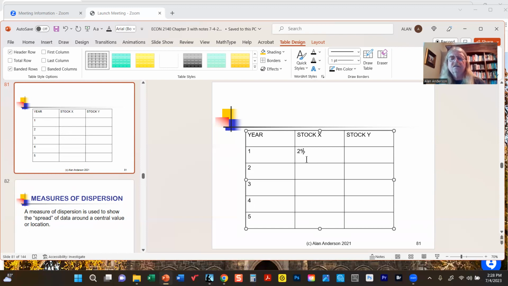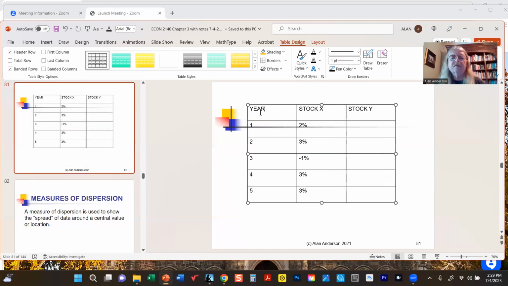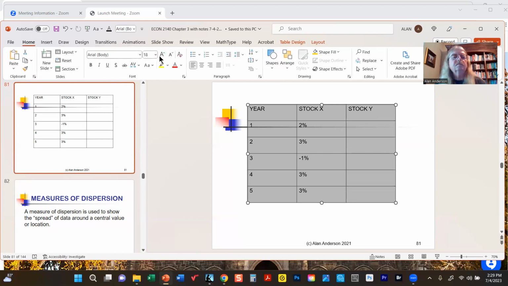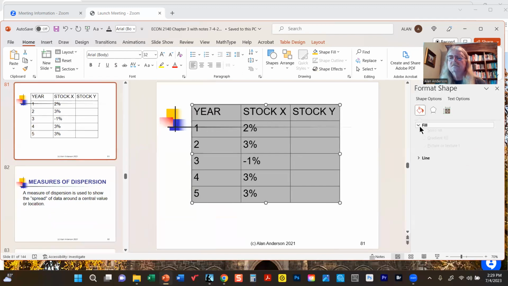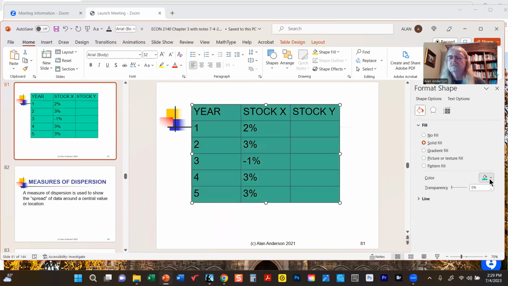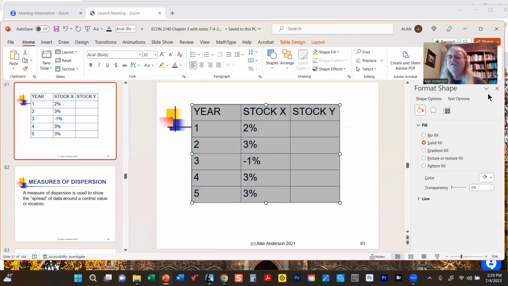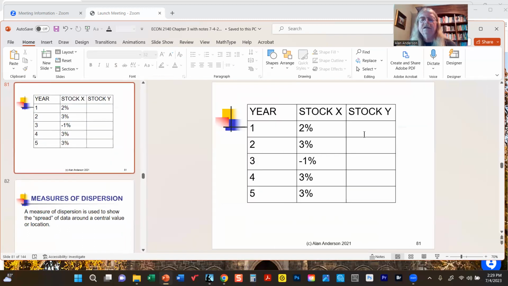So let's say stock X has had the following returns over the last 5 years. Okay. Actually, let me make that a little bit bigger. All right, there you go. And when you try to fill it in, it assumes you want green. All right, so that's the first stock.